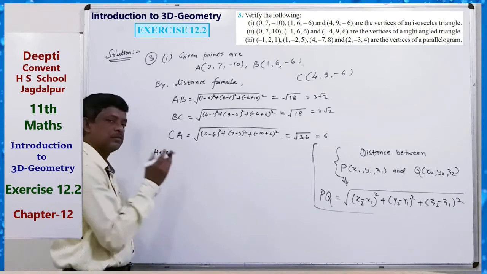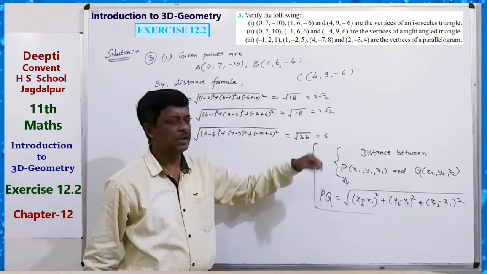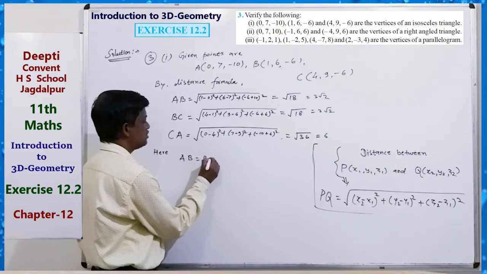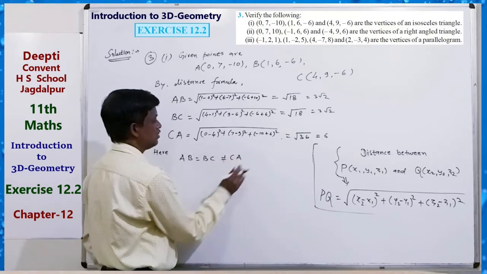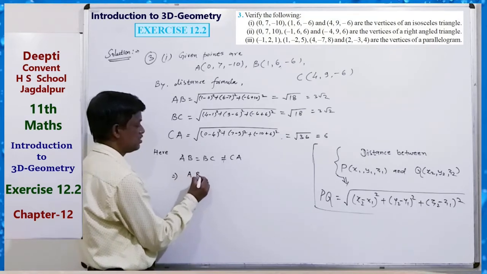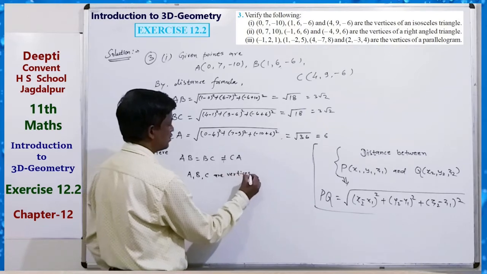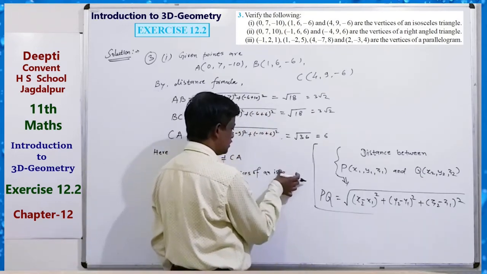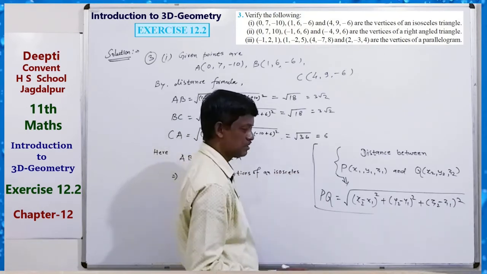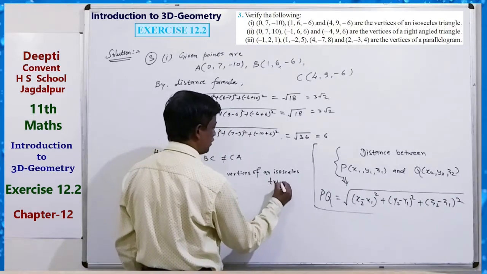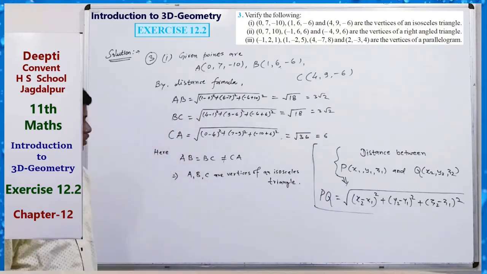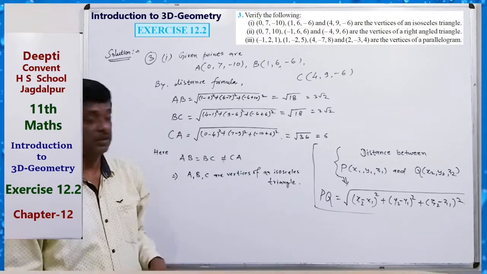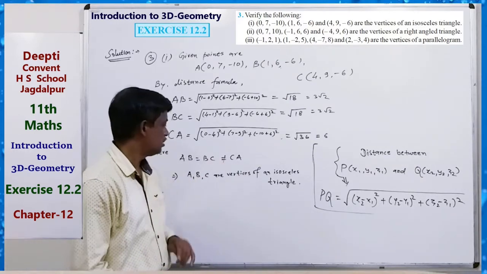Here we see that two sides are equal, but the sum of any two sides is not equal to the third side, and also AB equals BC and not equal to CA. This implies A, B, C are vertices of an isosceles triangle. Clear? So here two sides are equal, an isosceles triangle, because the sum of any two sides is not equal to the third side, that makes a triangle, and so this is an isosceles triangle.